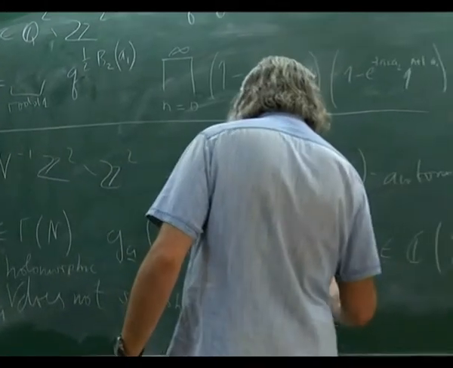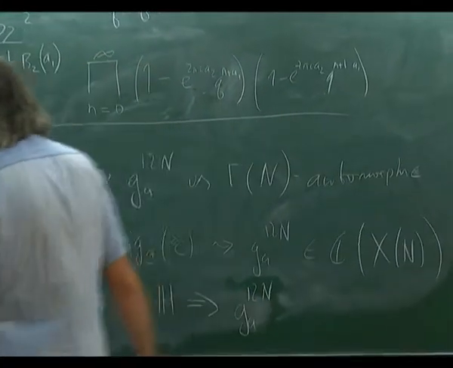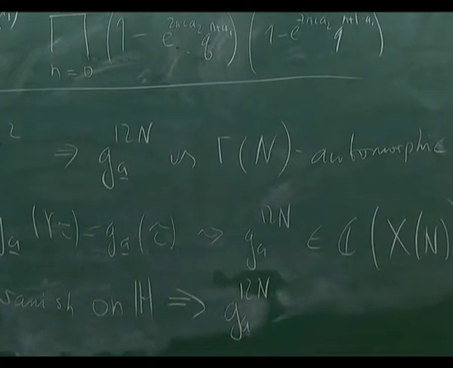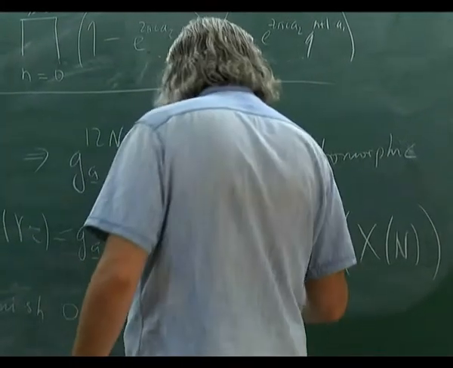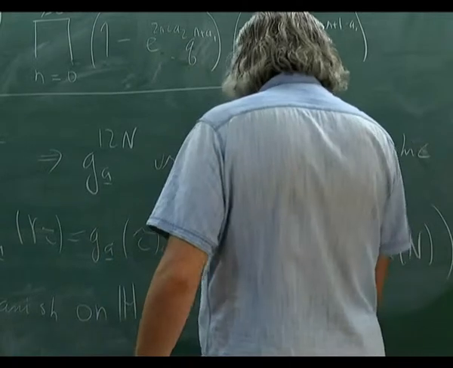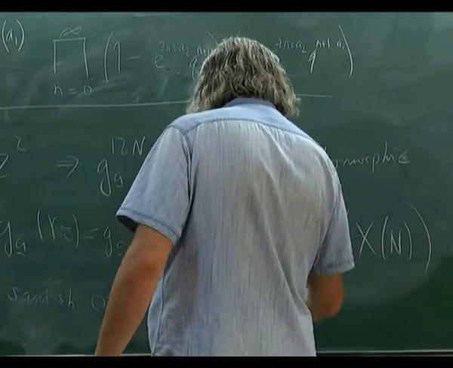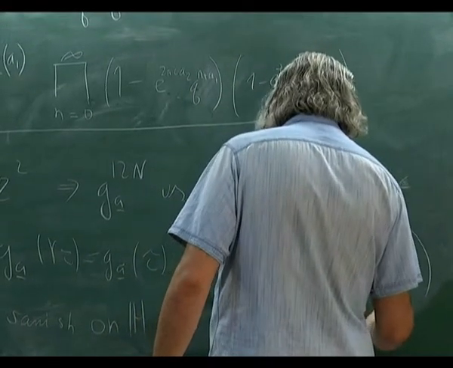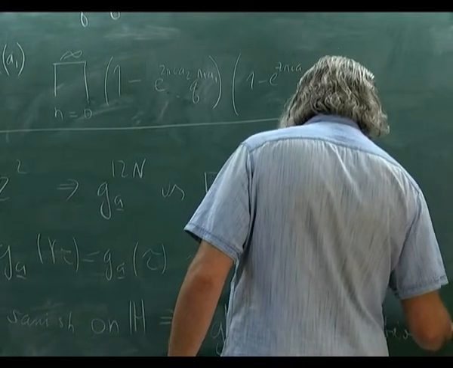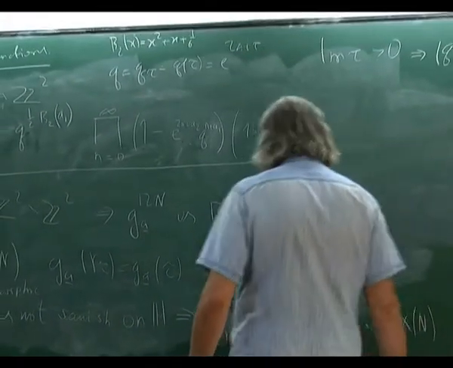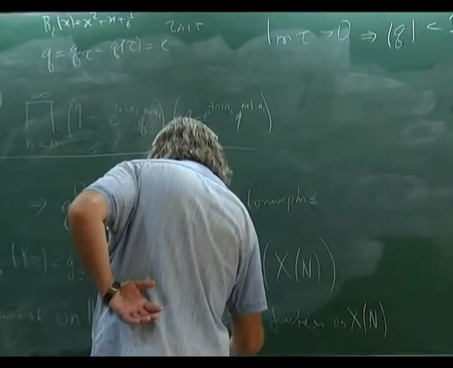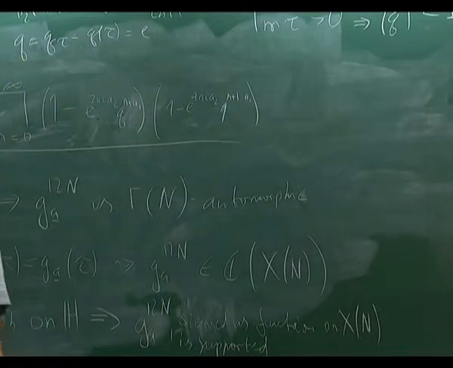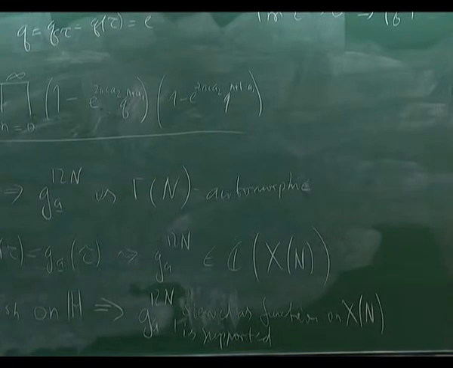this function, GA over 12n, defines what is called a modular unit, a function with zeros and poles on the cusps. Viewed as a function on X of n, it is supported on the cusps. And so it gives us some principal divisor with support on the cusps.